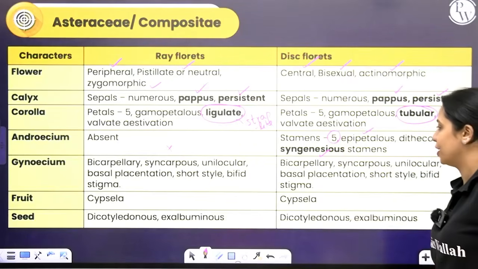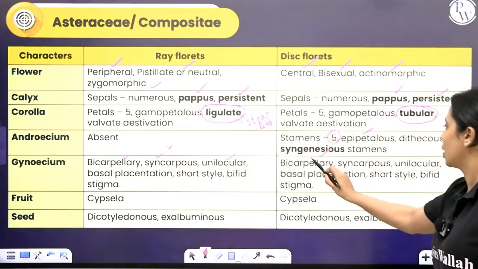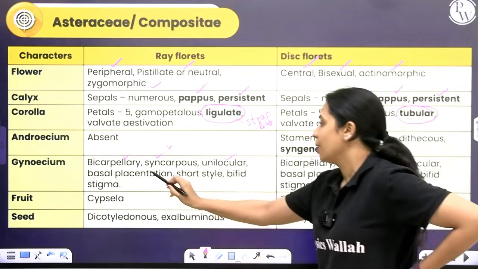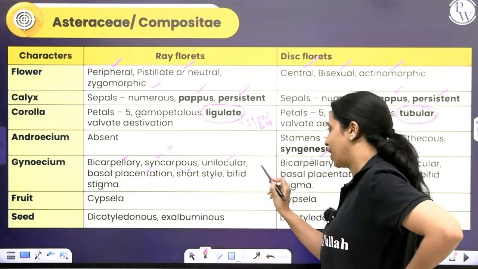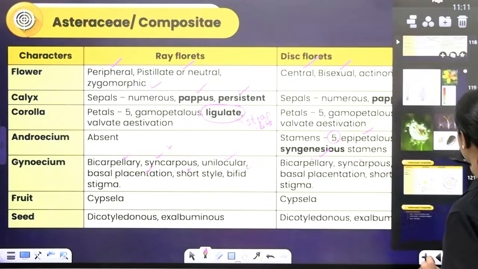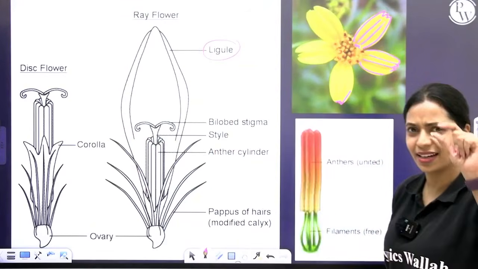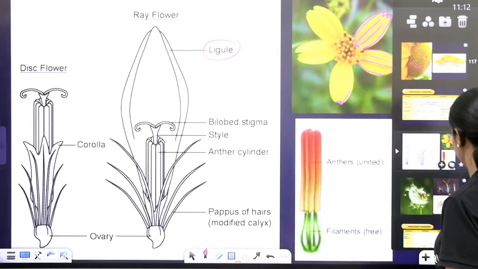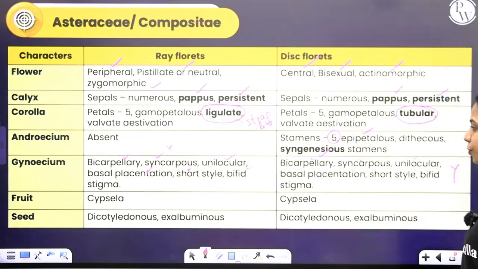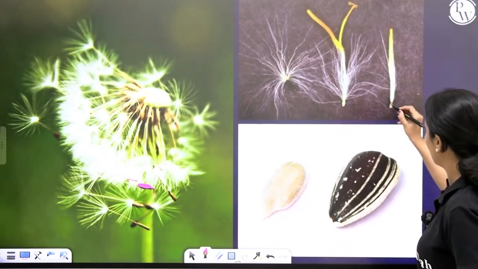Okay, talking about the gynoecium, it's pretty much the same in both. It is bicarpellary and syncarpous unilocular. Basal placentation, short style with bifid stigma. Bifid stigma means the stigma will be like this. It will be like a forked stigma. Okay, so you can see it here. The stigma is bilobed. The style is very short, not very well exposed. Okay, talking about the fruit formed, it is called cypsela. It looks like this. This is a cypsela.